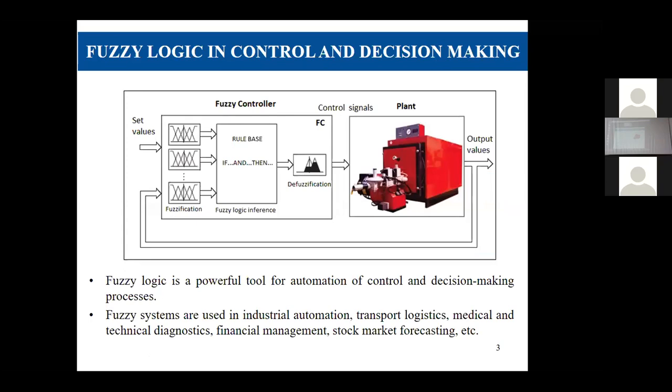So fuzzy logic is a popular and powerful tool for automation of control and decision-making processes, which has a great potential. The intelligent control of fuzzy systems and fuzzy decision-making systems are widely used in industrial automation, transport logistics, medical and technical diagnostics, financial management, stock market forecasting, and other spheres.